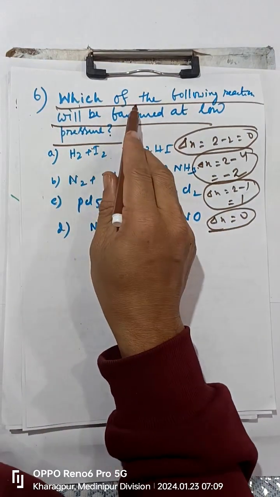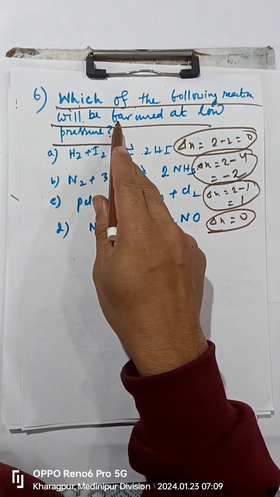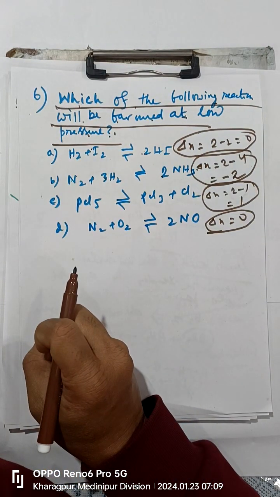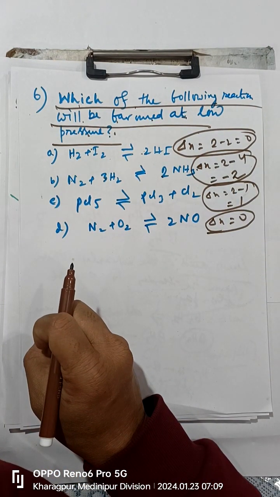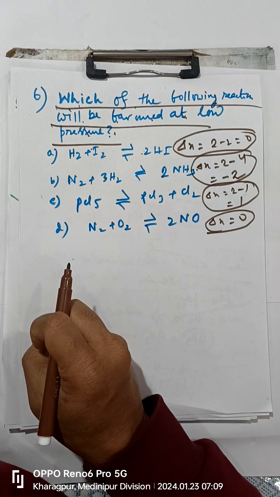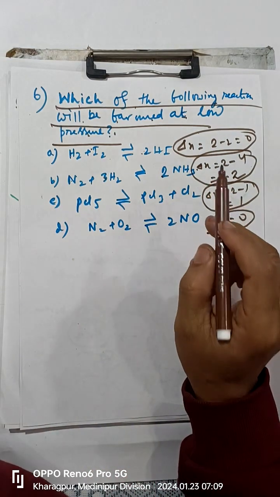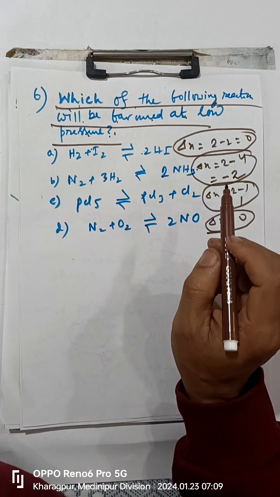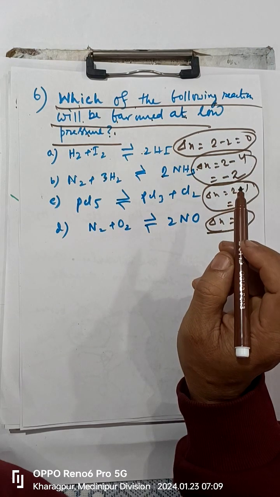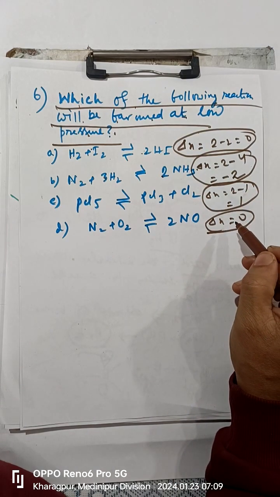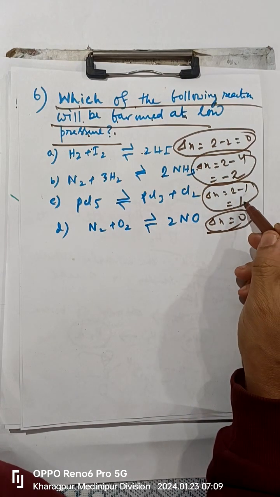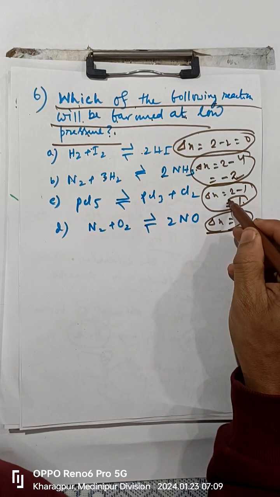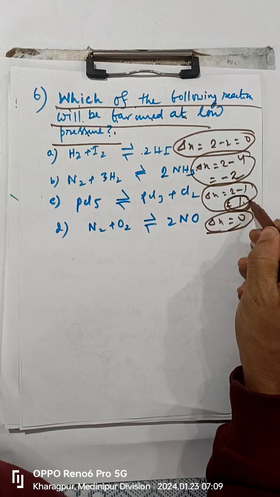So you see, which of the following reactions will be favored at low pressure? Pressure is low, so the reaction will shift in the direction where pressure is high. That depends on the value of delta n, where the delta n value is maximum. For here it is 0, here 1, here minus 2, here 0. So the delta n value is maximum for reaction C.